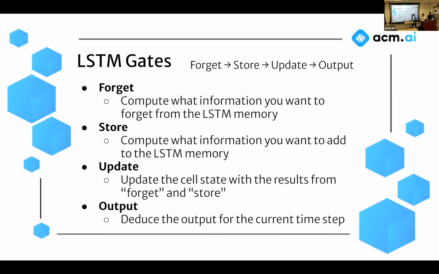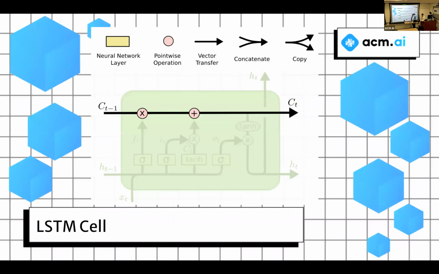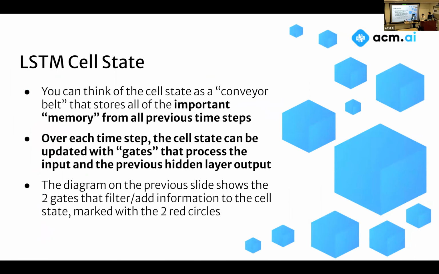So the LSTM has 4 gates, and this is what gives it the ability to pick and choose between short-term memory and long-term memory. The first one is the forget gate, which computes what information you want to forget from the LSTM memory. The second one is the store gate, which computes what information you want to add to the LSTM memory. The update gate basically takes these two bits of information and puts them together. And finally, the output gate, which deduces the output from the current time step. We're going to go through them one by one, so it is very clear what is going on.